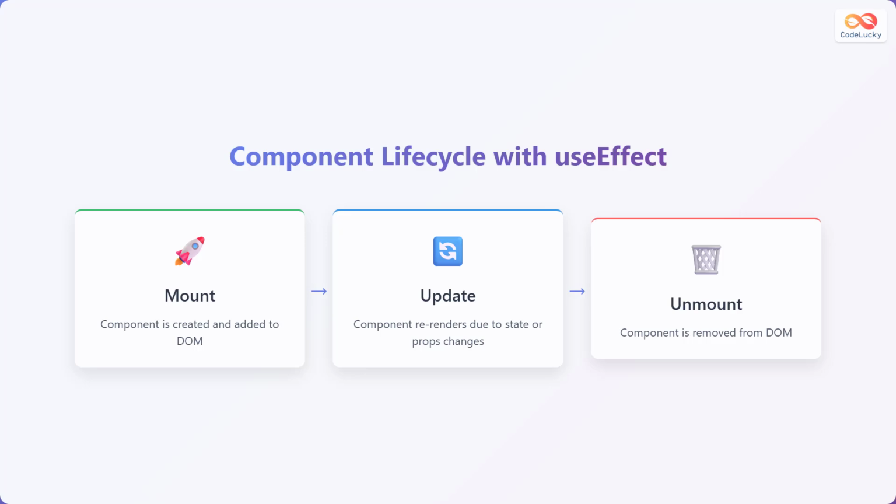During the update phase, the component re-renders due to changes in state or props, and useEffect will execute its effect after each render if no dependency array is provided, or when the values in the dependency array change. Finally, during the unmount phase, the component is removed from the DOM. useEffect can optionally include a cleanup function that is executed during the unmount phase.